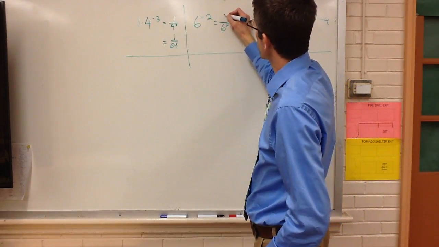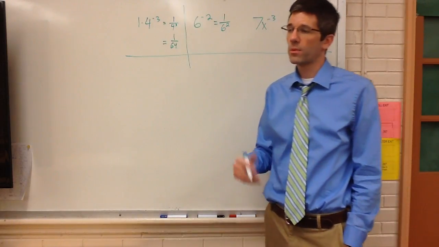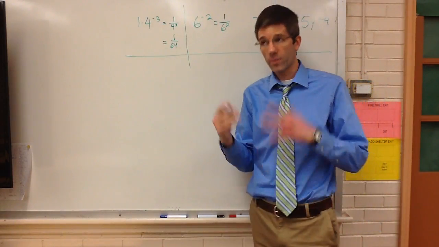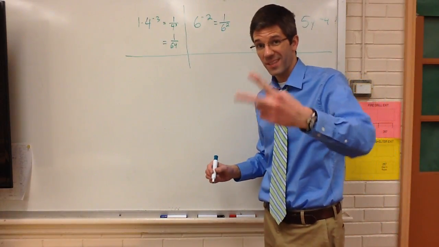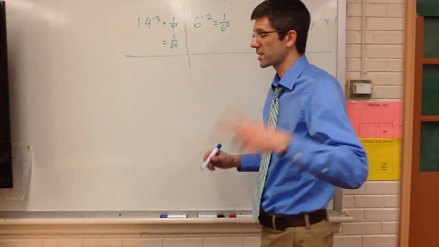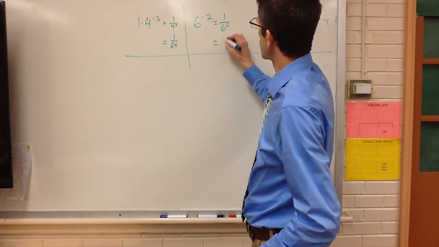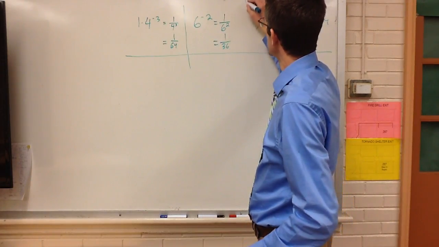There's a 1 in the top. Not just because I said so, but because there's an understood 1 in the front. And when in doubt, most of the time, you can just put a 1. Well, 6 squared, that would be 6 times 6. It's not 6 times 2. It's 6 times 6. That's 36. So this is 1 over 36.